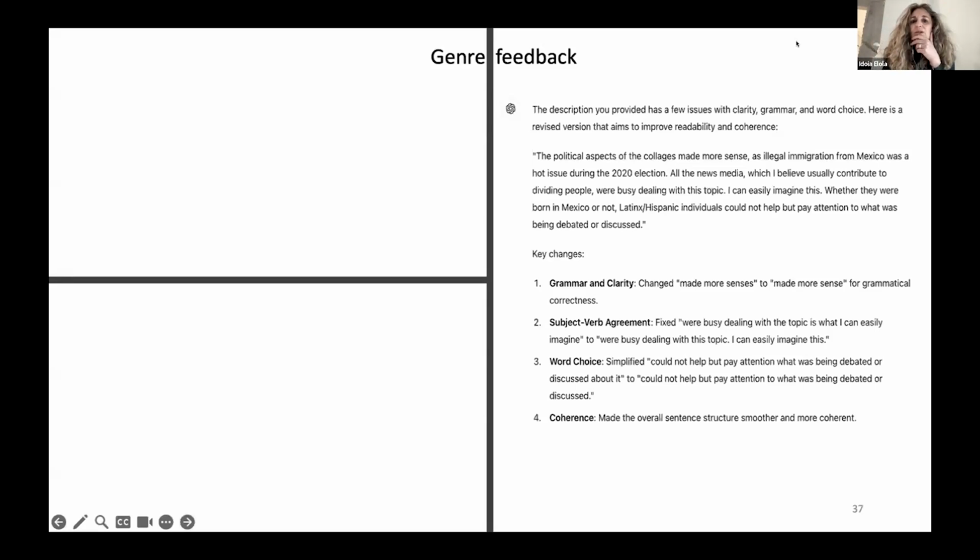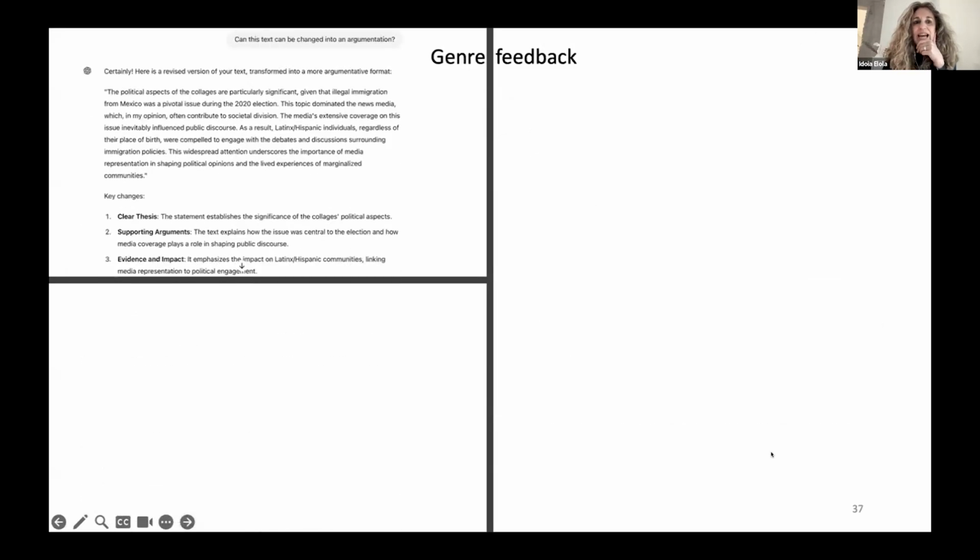But we can also use this as, let me see, okay. We can also ask, can this text be changed into, and there's a typo there, into an argumentation. And again, like Anna was saying, very, very helpful, certainly. And it provides an argumentative format and tells you the key changes.